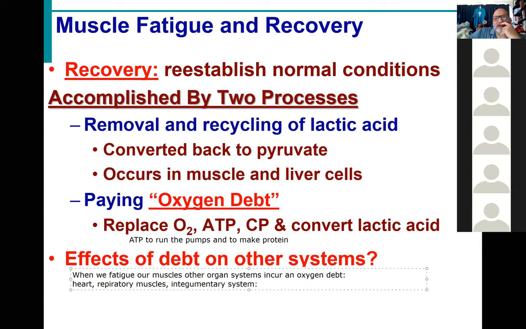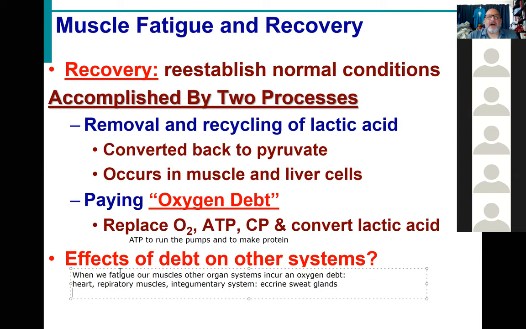What are the glands in your skin that produce watery sweat? Eccrine, there you go. Excellent. And I think you guys are forgetting the other obvious one.